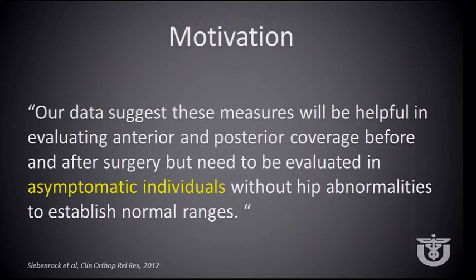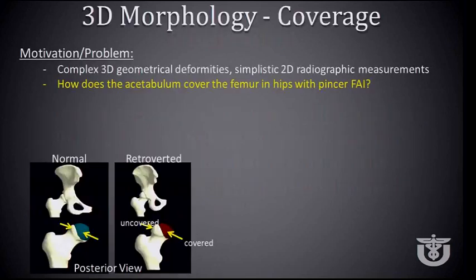Now again, this was done in Bern in symptomatic patients, and if you look in their paper, one of their concluding statements is that our data suggests these measures will be helpful in evaluating coverage before and after surgery, but we need to evaluate asymptomatic individuals without hip abnormalities to establish normal ranges. And so this was, I think, what motivated us to perform our study.